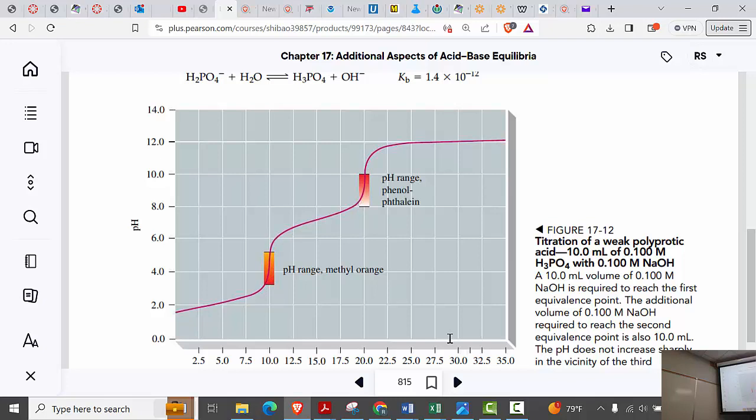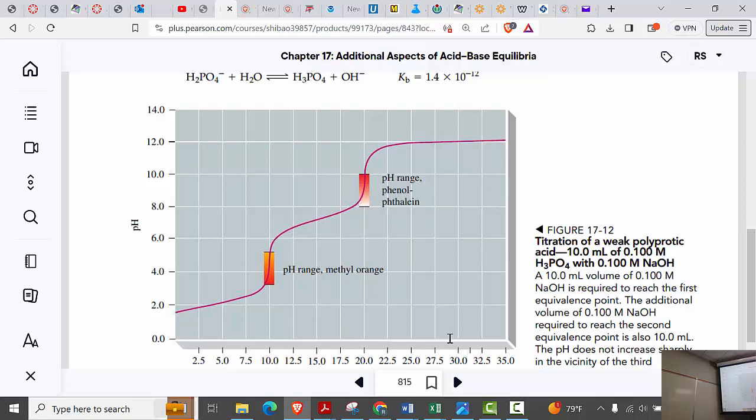So this is going to max out at 13 at infinite volume, where it's almost pure 0.100 molar sodium hydroxide. It's never going to be pure because we've neutralized some of the sodium hydroxide, but it'll go there. Unfortunately, the pH that we need to see that third equivalence point is above 13, so it's impossible.